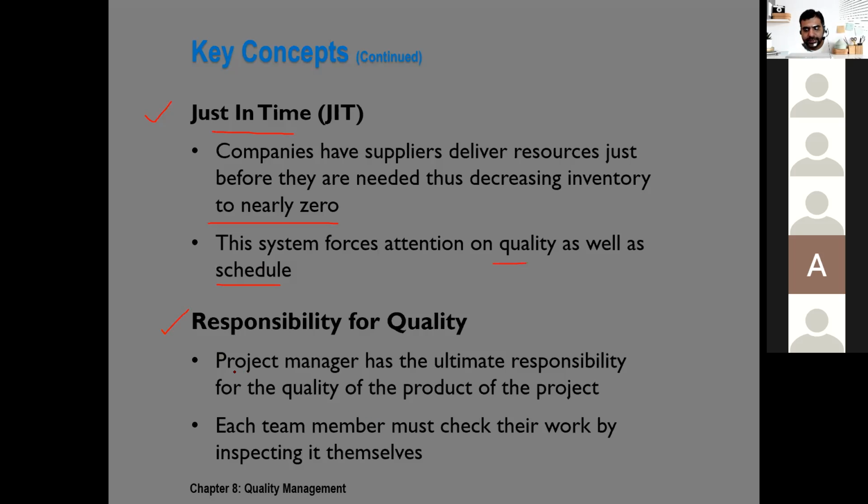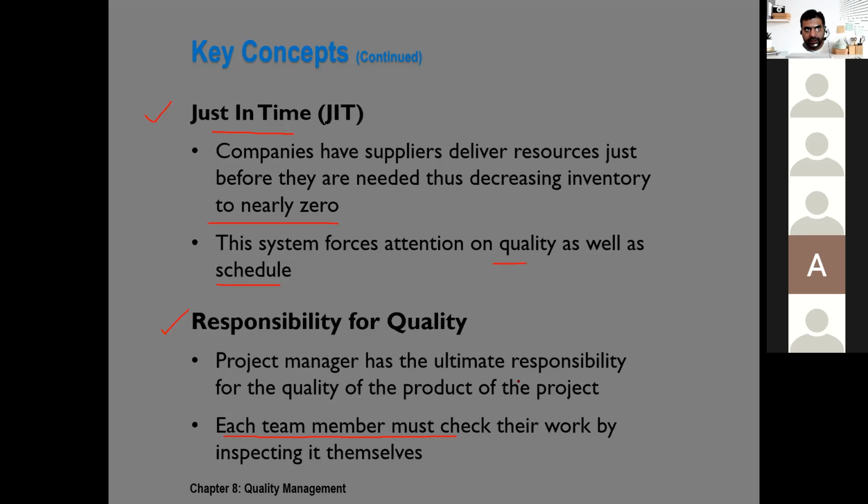Responsibility for quality. Project manager has the ultimate responsibility for the quality of the product. Can you please keep on reading? Each team member must check their work by inspecting it themselves. Ultimate responsibility is with the project manager. Reason? It is his or her project. The success of the project is the success of a project manager.